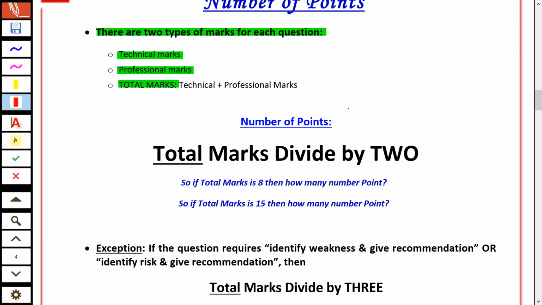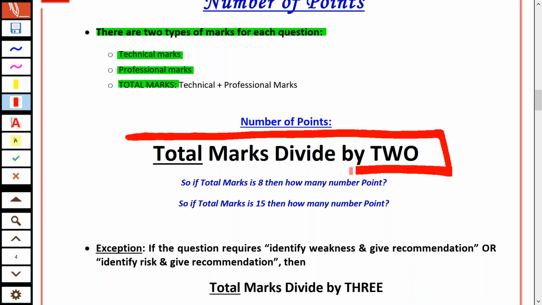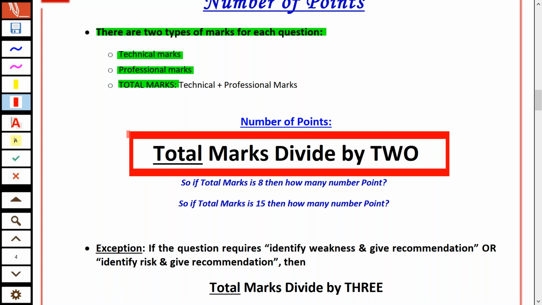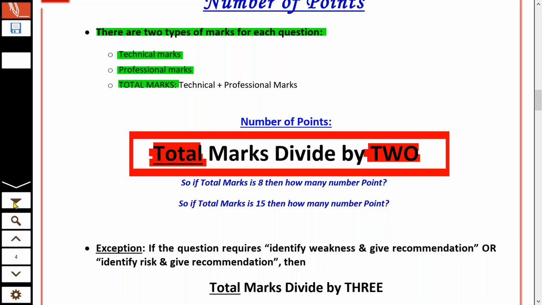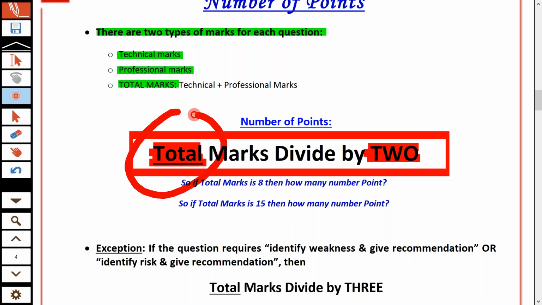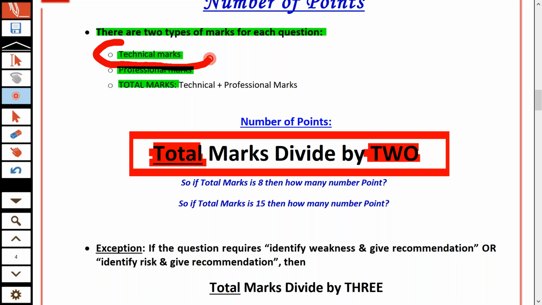Okay. How many number of points? How do you decide how many number of points you are expected to give? You divide total marks by 2. Very important words. You divide total marks by 2. A lot of students make a mistake here. Instead of total marks, they use technical marks. Okay, please don't.